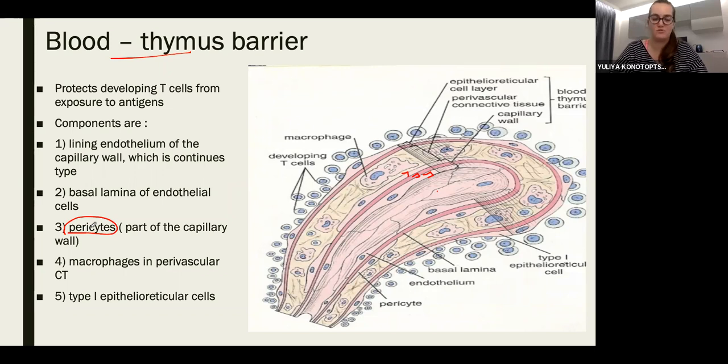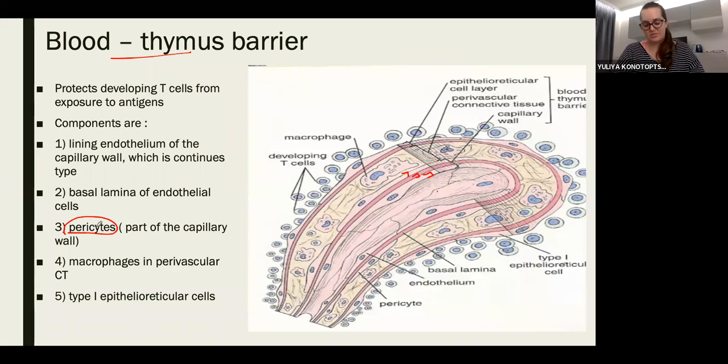So what is the purpose of the pericyte? The purpose is the same as the purpose of tunica media, to contract. So if I don't have tunica media, I need to have some kind of cell which will do just that. And this is the pericyte. If the pericyte relaxes, the blood vessel dilates, right? If it contracts, the blood vessel squeezes, right? So it changes its diameter.